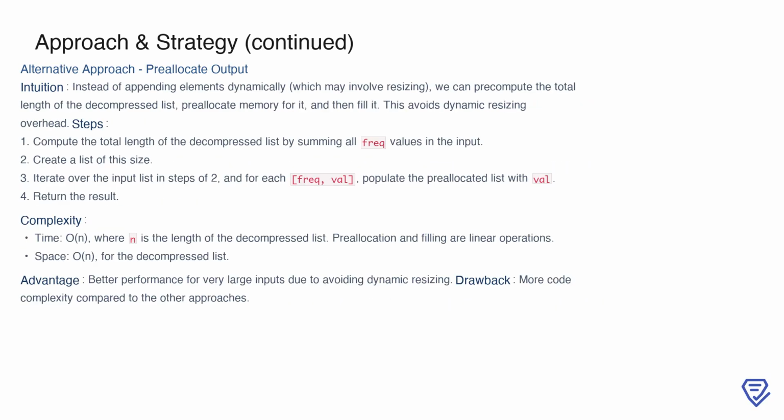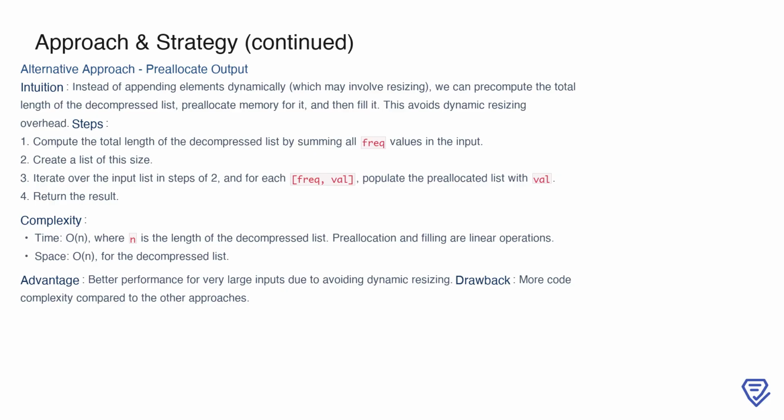An alternative strategy involves pre-allocating the output list to avoid the overhead associated with dynamic resizing. The idea is to compute the total size of the decompressed list in advance by summing up all the frequency values from the input. Once the size is known, we create a list of this exact size and populate it directly. This eliminates the need for repeated appending. The steps include calculating the total length, initializing the pre-allocated list, and then iterating through the input to fill the list with the corresponding val values.